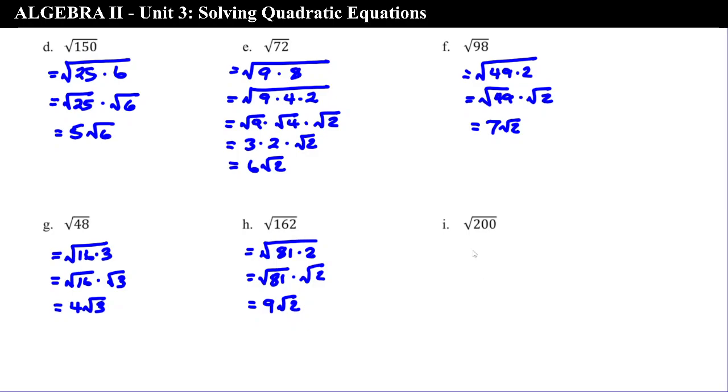And then finally we have the square root of 200. We can break 200 up into 100 times 2. Square root of 100 times the square root of 2. That gives us 10 times the square root of 2. So we're starting to get pretty good at simplifying radicals. Well, this is going to become helpful when we get into our next couple of properties here.